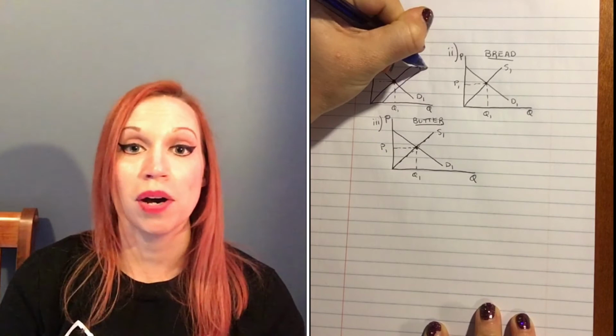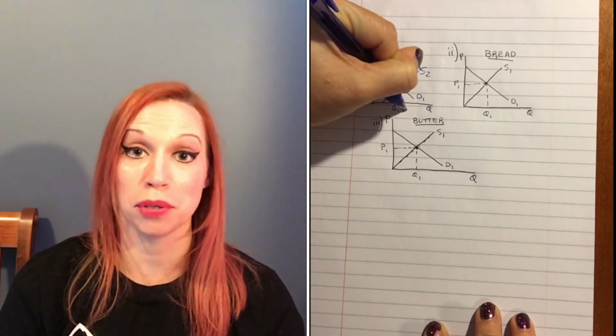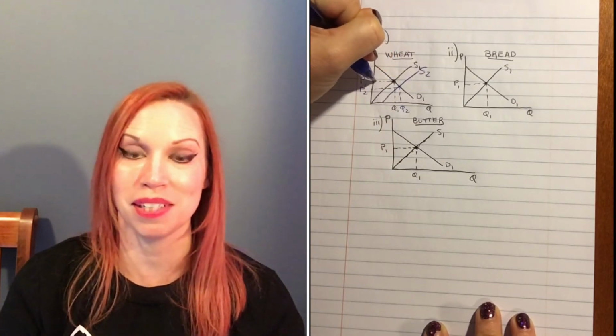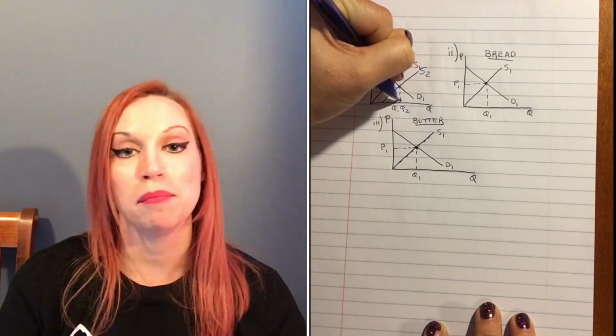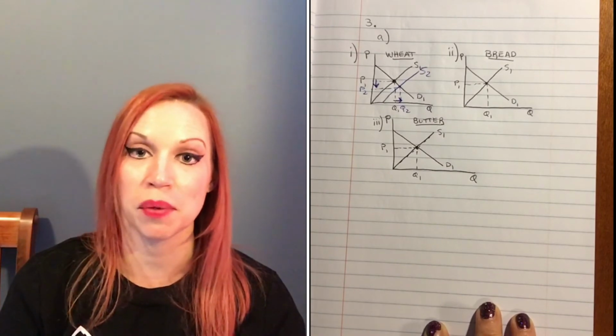All right, well, if the government is subsidizing the production of this wheat, that means that producers are going to be willing to produce a lot more to get this subsidy. So this is going to shift the supply curve of wheat to the right. That means that equilibrium price is going to fall and equilibrium quantity of wheat is going to increase.